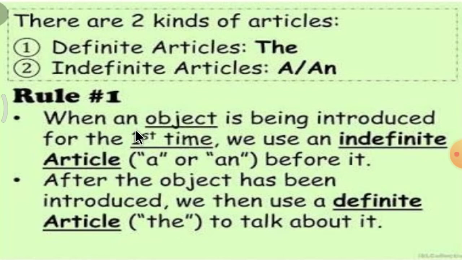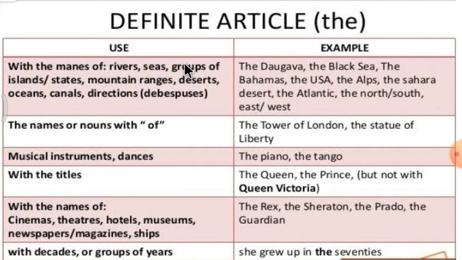So, when an object is being introduced for the first time, we use an indefinite article, a or an, before it. After the object has been introduced, we then use a definite article, the, to talk about it. Now, definite article. Let's see example-wise.